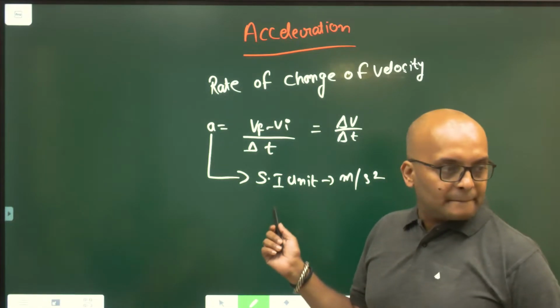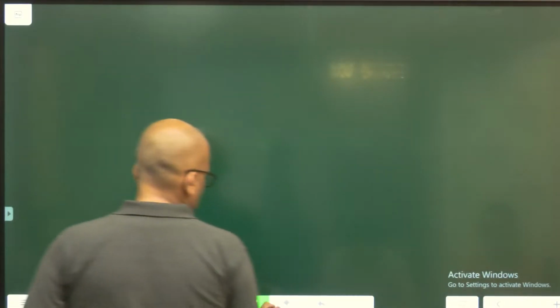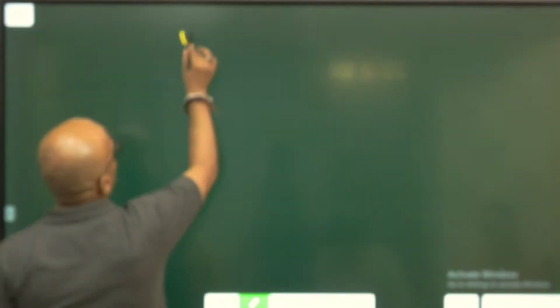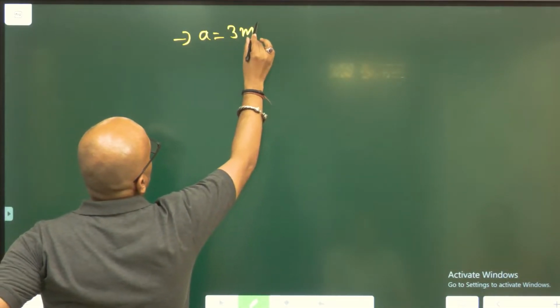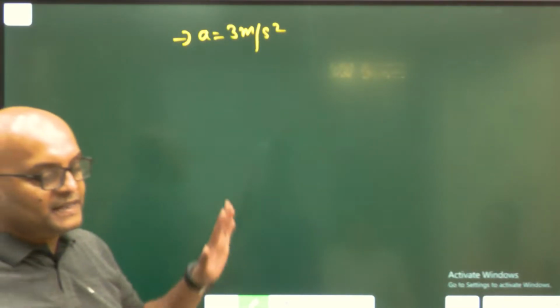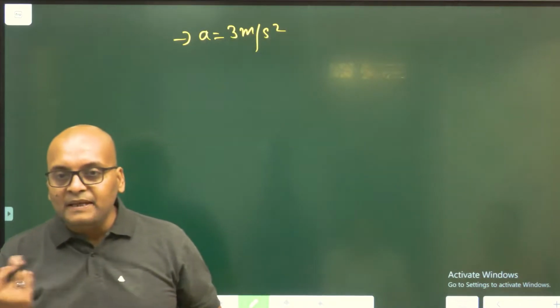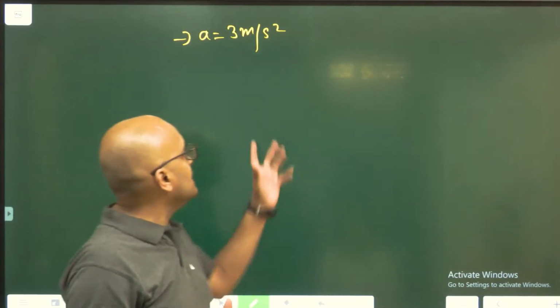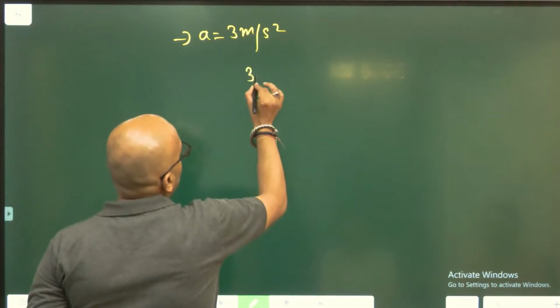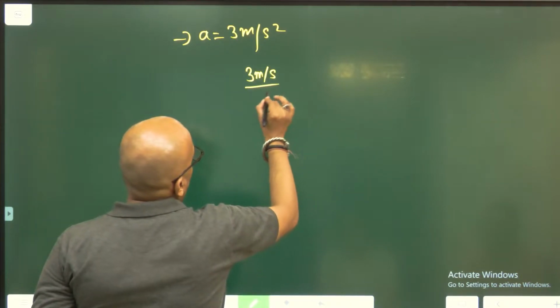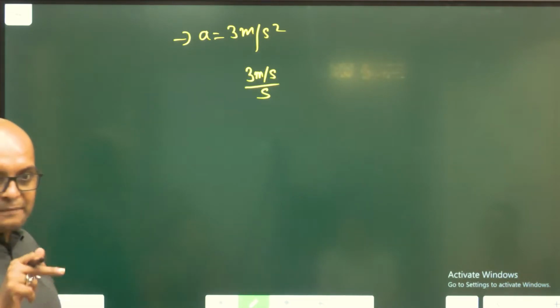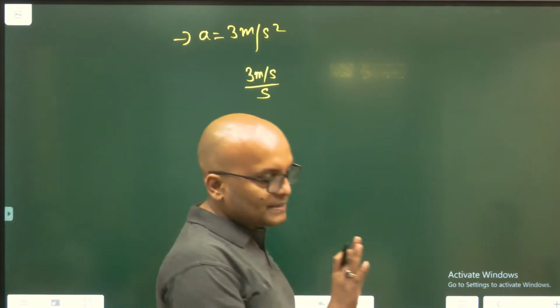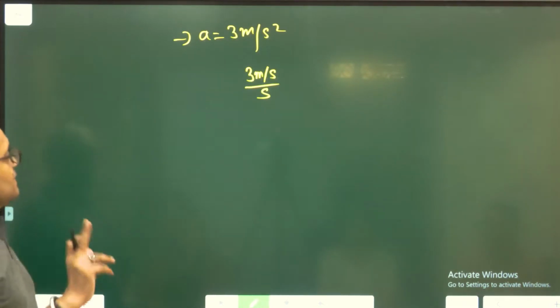I hope you have copied it. Now, suppose it is mentioned that A is equal to 3 meter per second square. Now, please wait. Listen to me first. What is the meaning of it? That acceleration is 3 meter per second square. But what's the depth of it? It means 3 meter per second per second. Velocity is changing by 3 meter per second at every second.